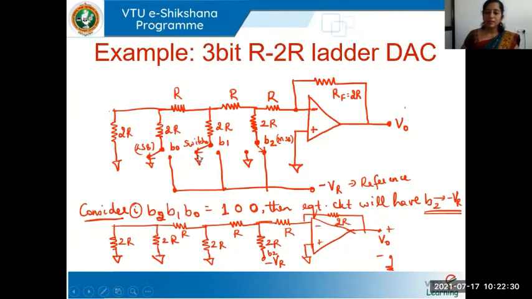See, the analysis is very simple. I told you to apply the network analysis principles. So just look at this circuit. What do I have? Let's start off from the leftmost end. What do I have in the leftmost end? I have 2R in parallel with 2R from this point to ground. See, from this point to ground, there are two resistors of equal value, 2R, and they are in parallel.